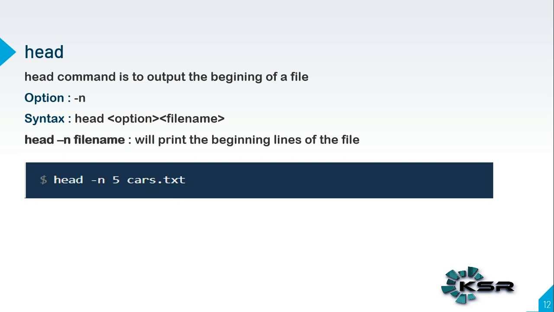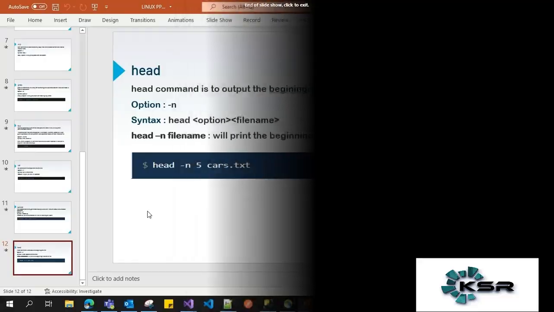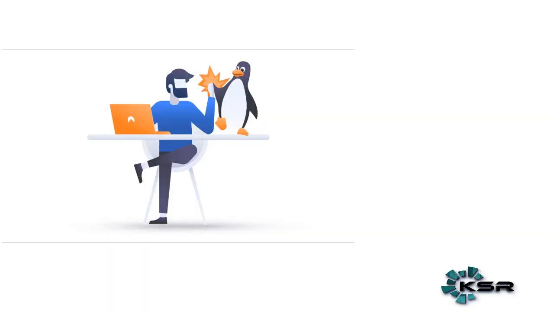Just the same, with tail hyphen f, if you give 500 with the file name, it will display the last 500 lines. And the same goes for head. Head gives us the first 500 lines if you use 500, right? So head hyphen n, if it is 5, it will give 5 lines. If it is 500, it will give 500 lines from the top, which is the beginning, right? Clear? So these are the top 10 commands.